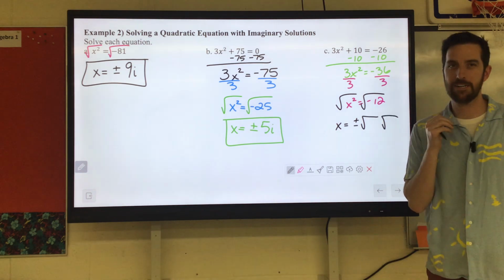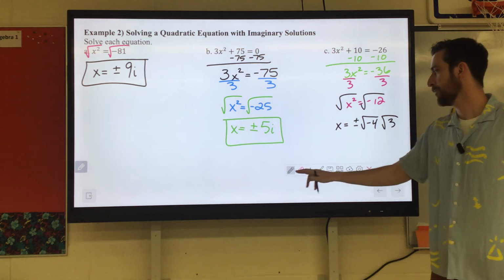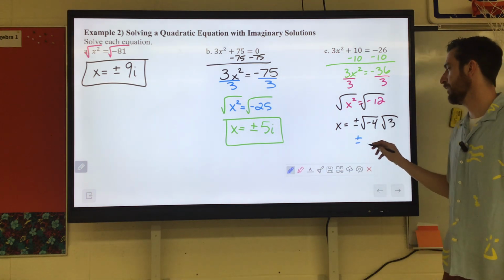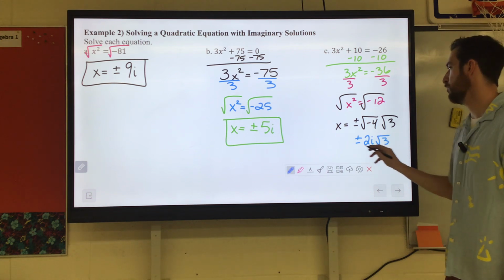A perfect square in negative 12 we're going to say is negative 4. It's negative 4 times 3. Square root of negative 4 we're saying is 2i. So plus or minus 2i root 3.